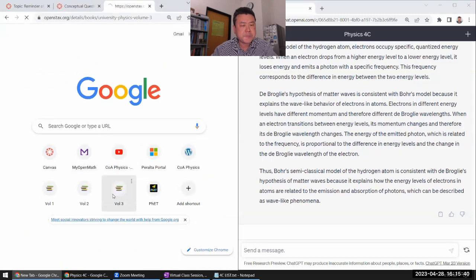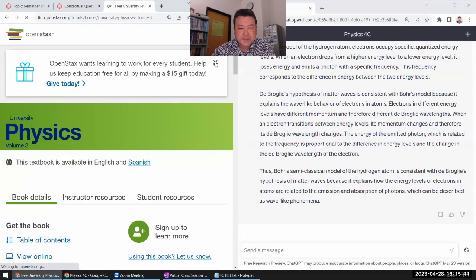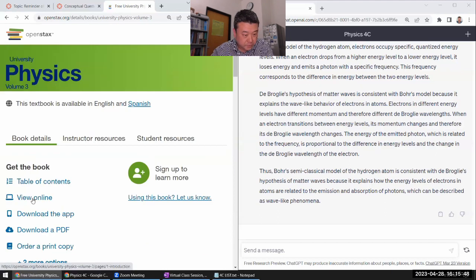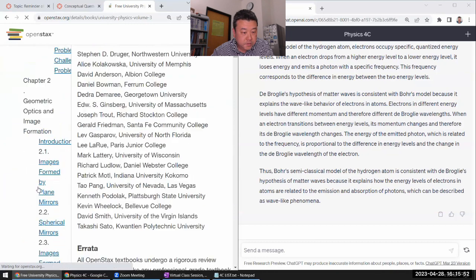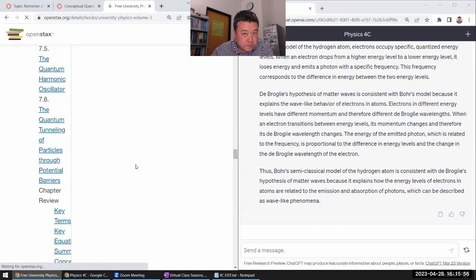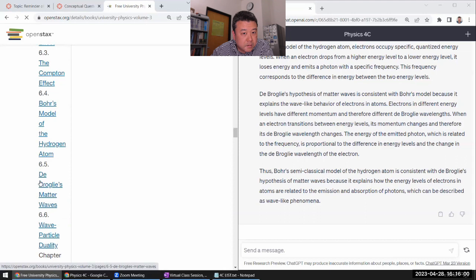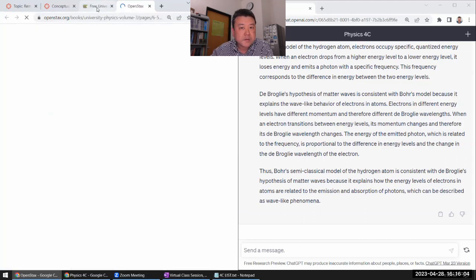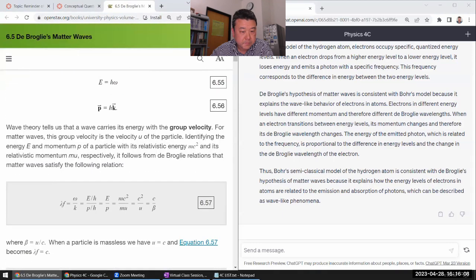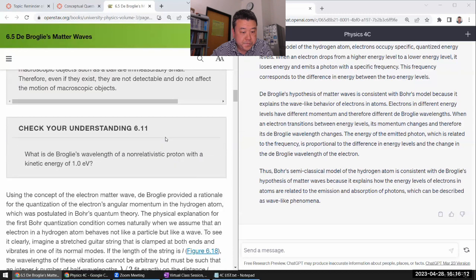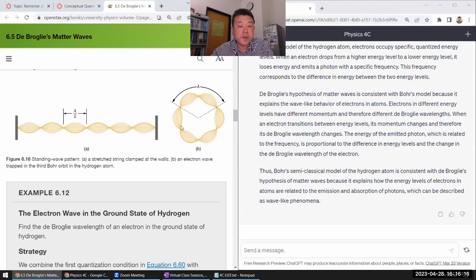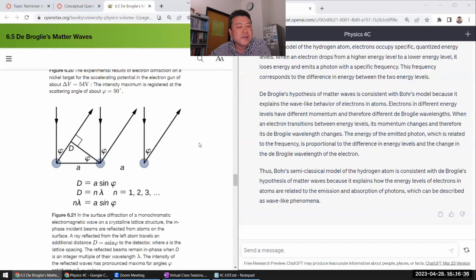Let me see if it's in the textbook. If it's not in the textbook, I know one place where I can get the visual for you. So within the textbook, it would be 6.5. Let's try this 6.5. De Broglie wavelengths. It's this picture, the kind of connection between the de Broglie hypothesis and the Bohr model, that the energy levels that are allowed, the orbits that are allowed, happen to be the ones that form a standing wave. So yeah, I am super surprised that ChatGPT didn't get that right.